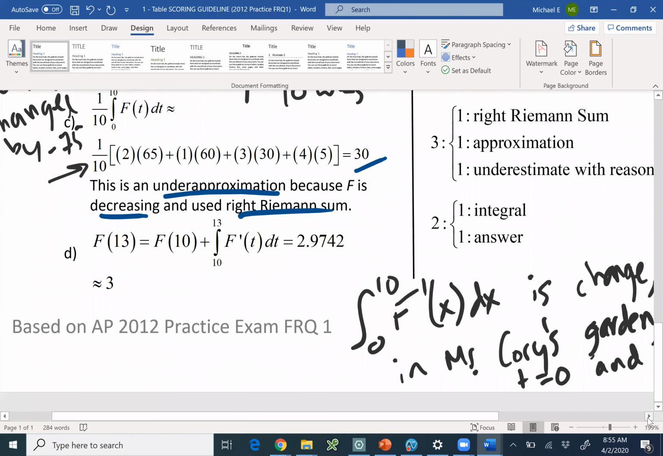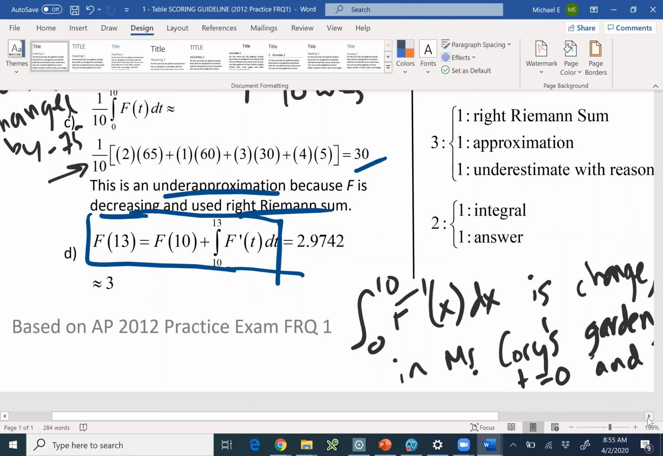So this is where it gets to that whole f of 13 equals f of 10 plus integral from 10 to 13 of f prime of t dt. This is kind of that really, really generic formula that we need to memorize for these rate problems, any of the rate in, rate out stuff. Anytime we're dealing with FTC, this is like our big formula.